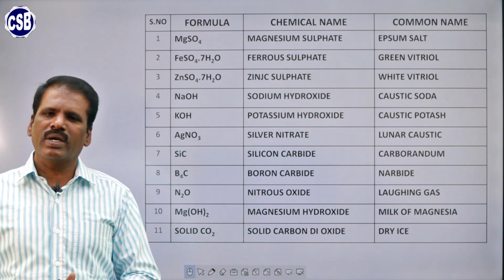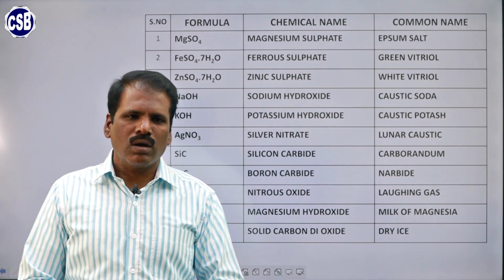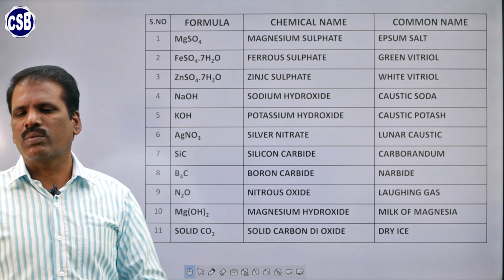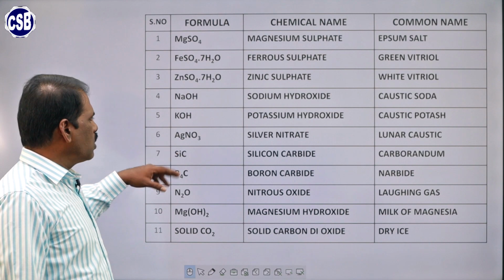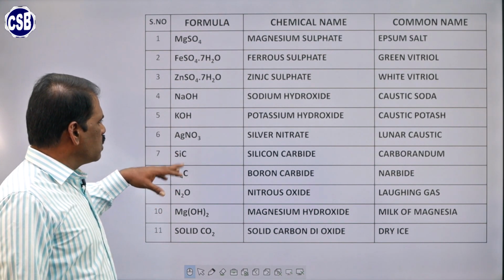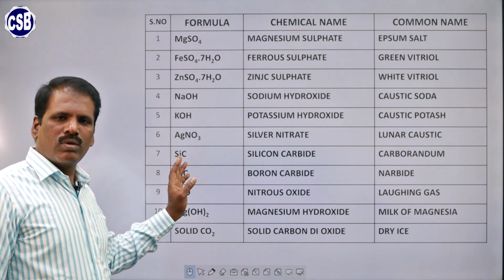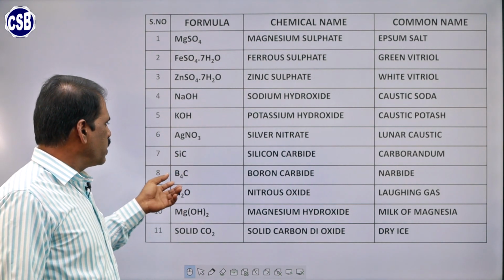From sodium hydroxide we prepare hard soaps, from potassium hydroxide we prepare soft soaps. Silver nitrate is known as lunar caustic. Silver nitrate is also an important compound. It is used to prepare so many compounds.